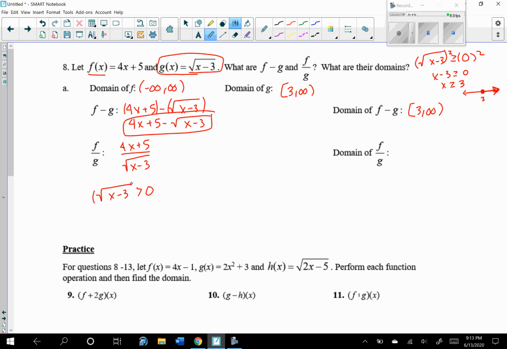So again, I would square both sides to get rid of that radical. So that gives us x minus 3 is greater than 0. Add the 3, so x is greater than 3. And again, if you need to make a number line, you can, but the only difference from before is just that instead of the bracket, we're not including the 3, so it would just be 3 to infinity.